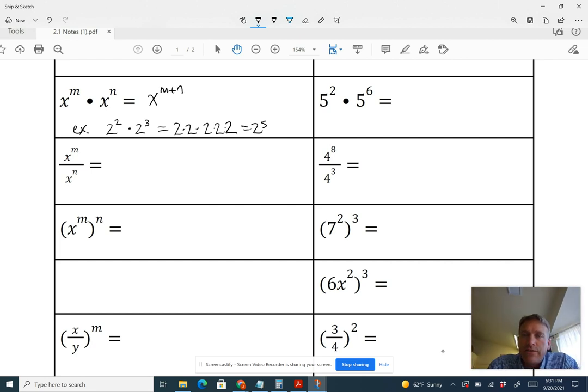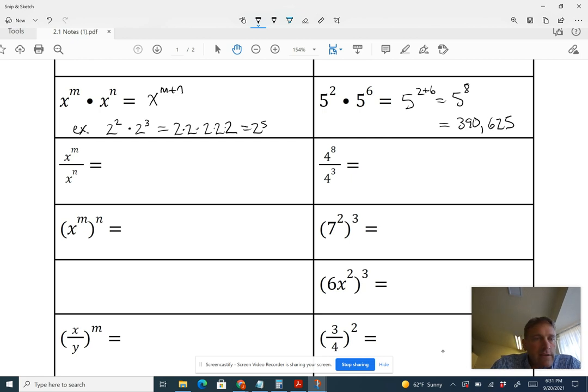And so over here in this numeric example, we've got 5 to the second power times 5 to the sixth power, and that's 5 to the 2 plus 6, or 5 to the eighth power. And if you evaluate that 5 to the eighth power, that's equal to 390,625.